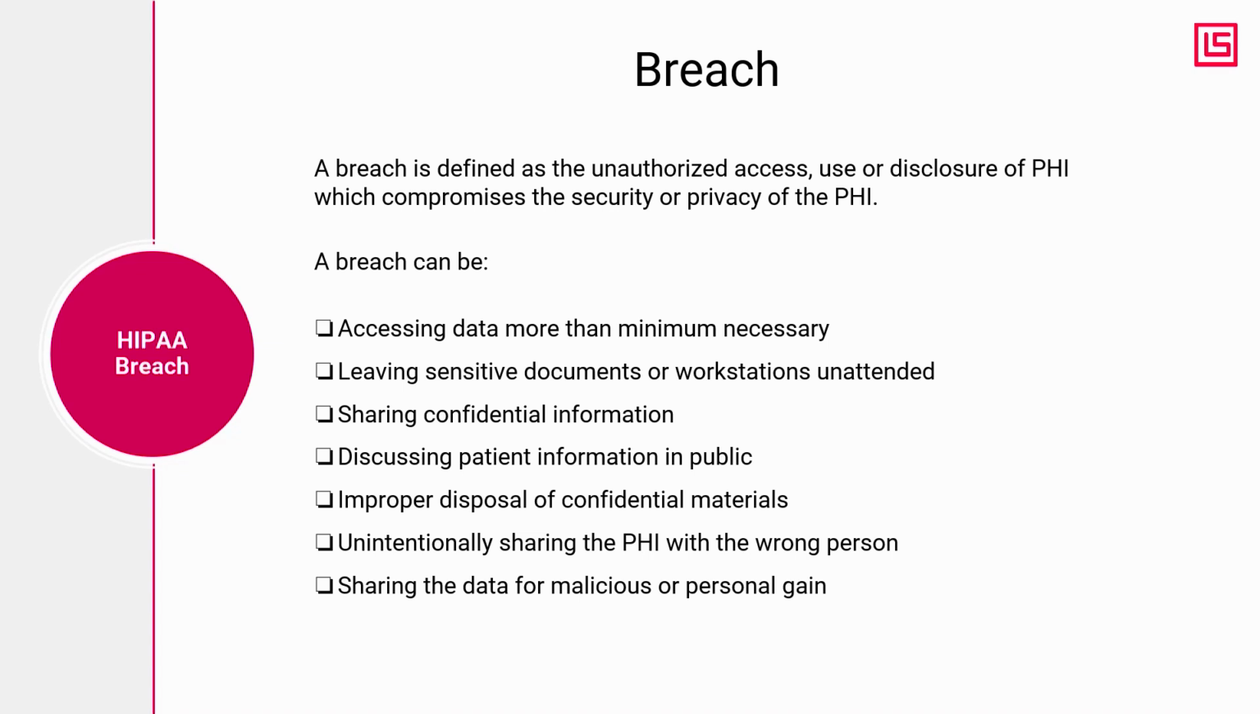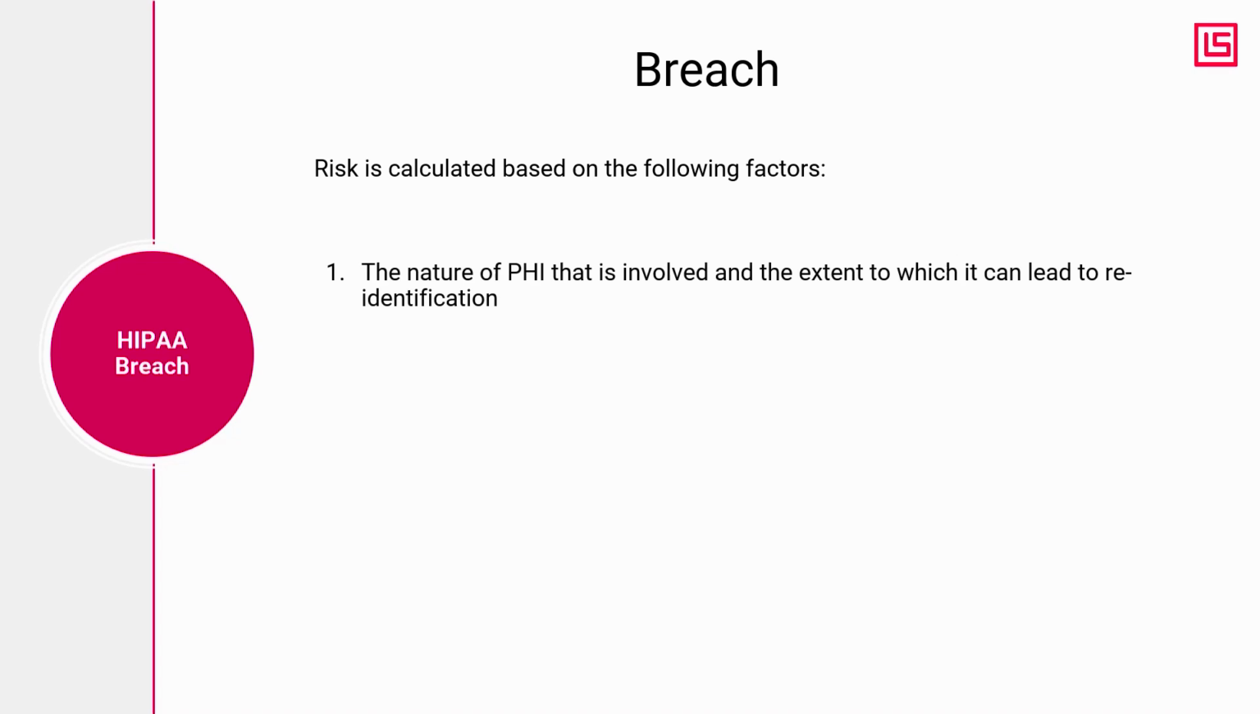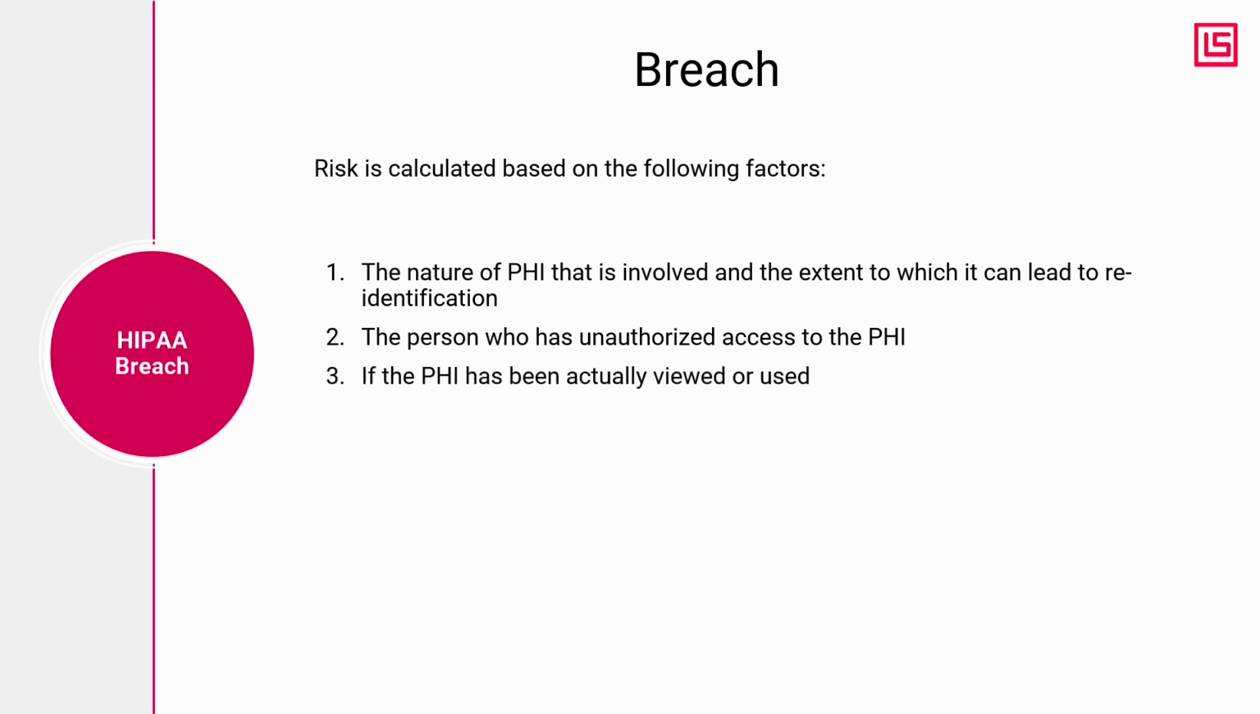Compromising the security of PHI is considered a breach unless the covered entity or the business associate demonstrates a low probability that the PHI has been compromised. This is calculated by performing a risk assessment. Risk is calculated based on the following factors: the nature of the PHI that is involved and the extent to which it can lead to re-identification, the person who has unauthorized access to the PHI, if the PHI has been actually viewed or used, and how much risk to the PHI has been mitigated.